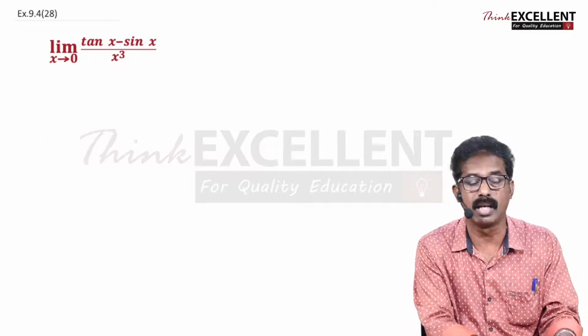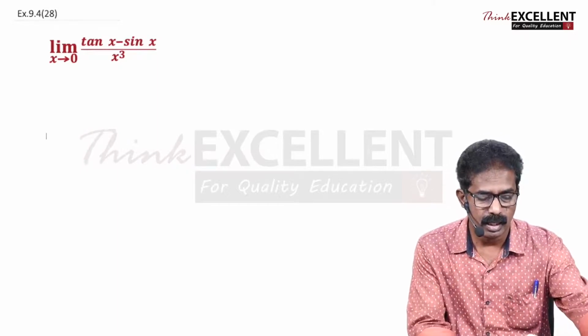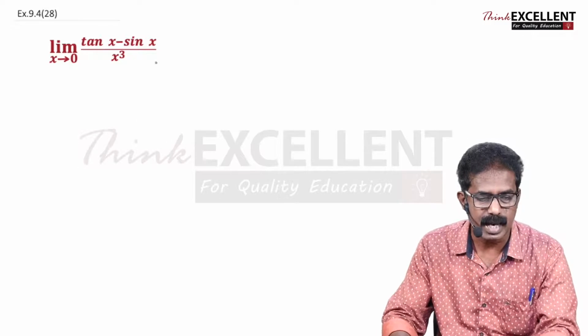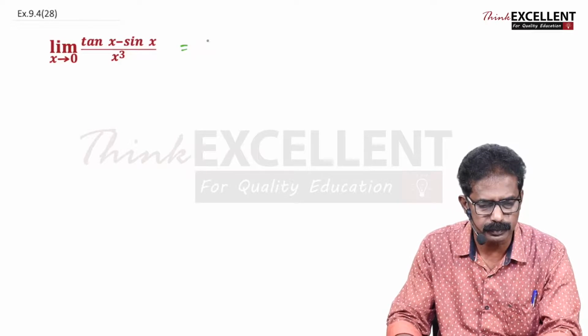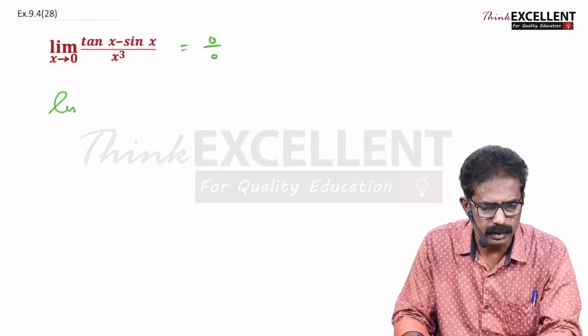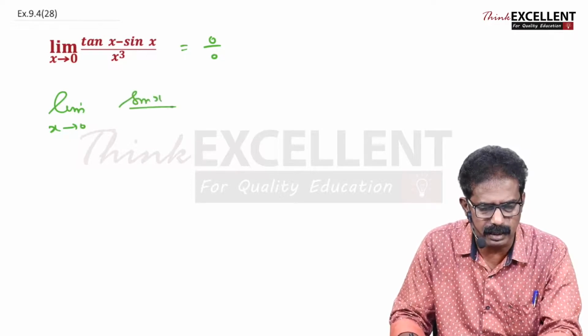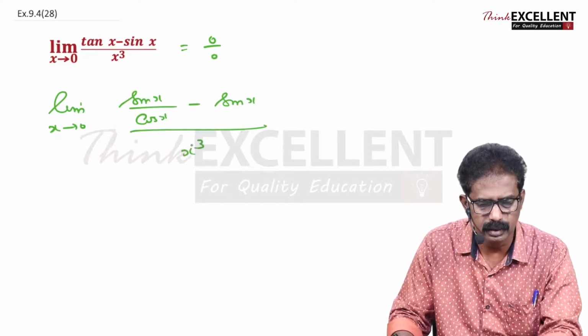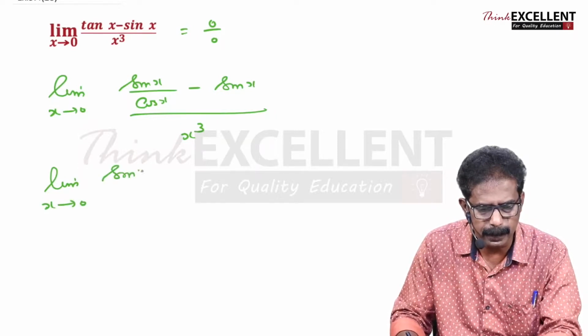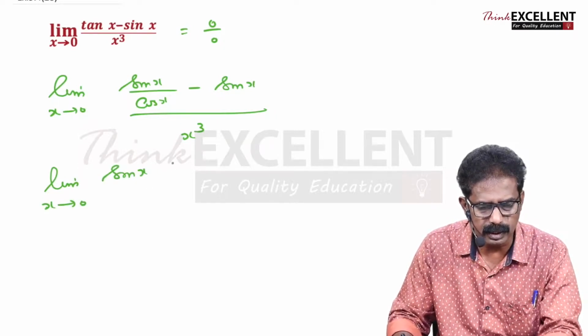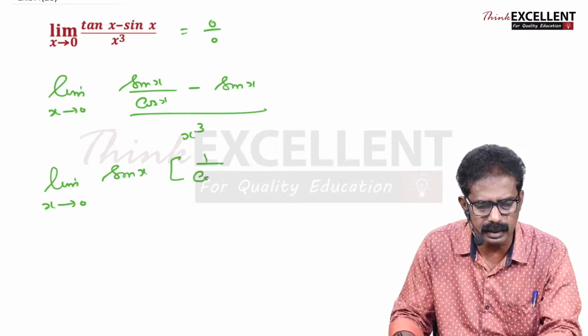Okay, now let's move on to the last question in that exercise. Limit x tends to 0, tan x minus sin x by x cube. If I put 0, it is 0 by 0 only. So limit x tends to 0, tan x can be written as sin x by cos x, minus sin x, by x cube, right? So that is limit x tends to 0. Take one sin x outside. What's sin x we have taken out? So what's the remaining? 1 by cos x minus 1, by x cube.